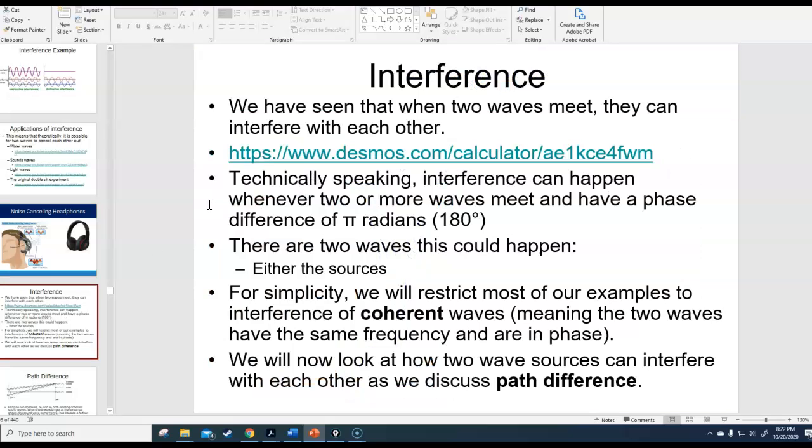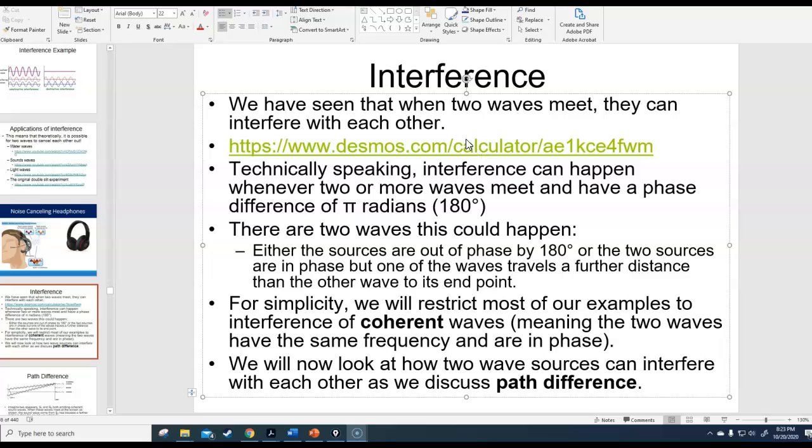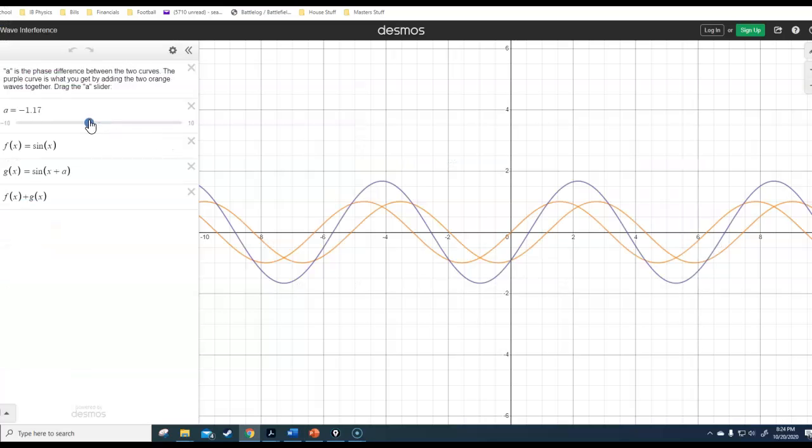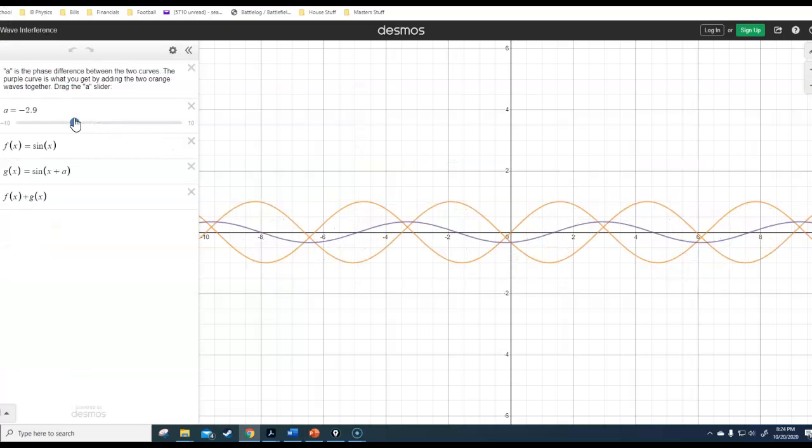Alright, so make sure you take really good notes on this slide as we talk more about interference. Okay, so add this to your notes. So we've talked a little bit about interference before. I mentioned previously that interference can happen whenever two or more waves meet and have a phase difference of pi radians, or 180 degrees.